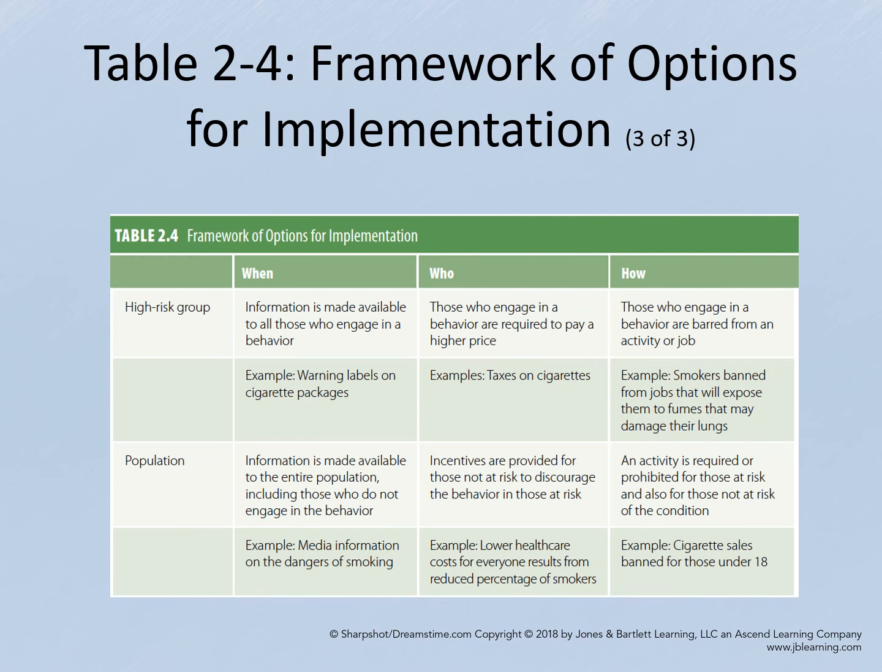Next is population. Information is made available to the entire population, including those who do not engage in the behavior. Example, media information on the dangers of smoking. Who? Incentives are provided for those not at risk to discourage the behavior in those at risk. Example, lower healthcare costs for everyone results from reduced percentage of smokers. An activity is required or prohibited for those at risk and also for those not at risk of the condition. Example, cigarette smoking banned for those under 18. That is how they target the implementation at the population level.